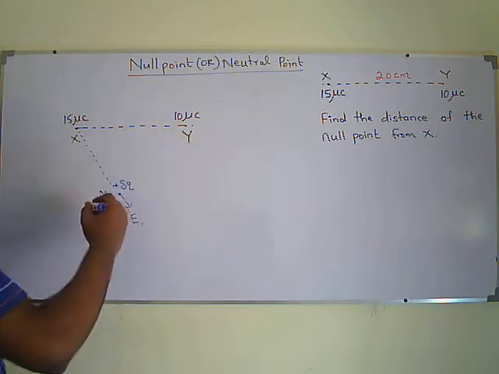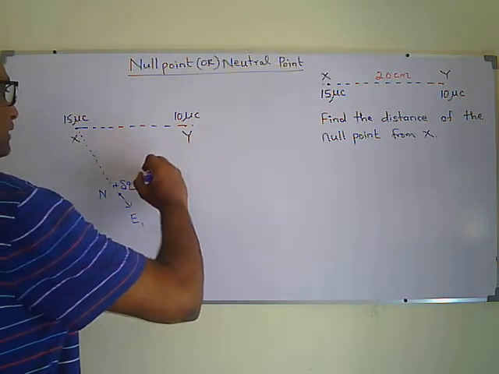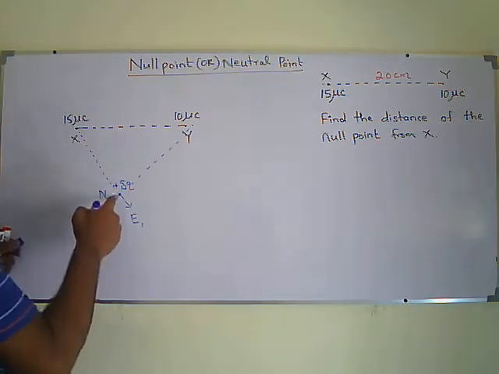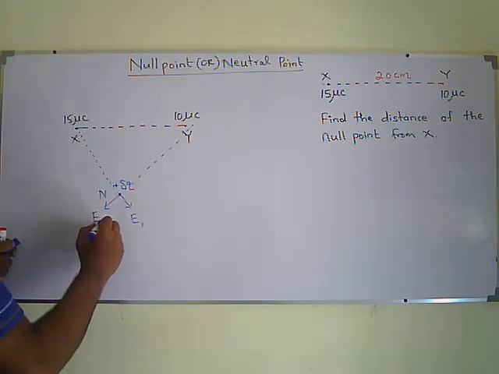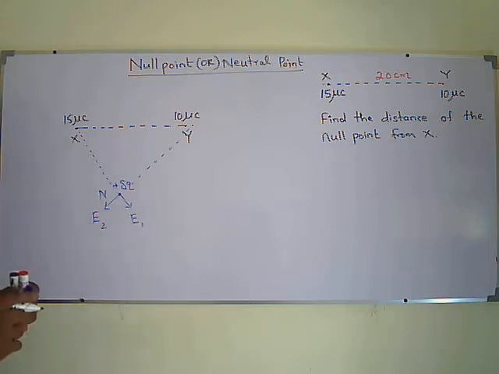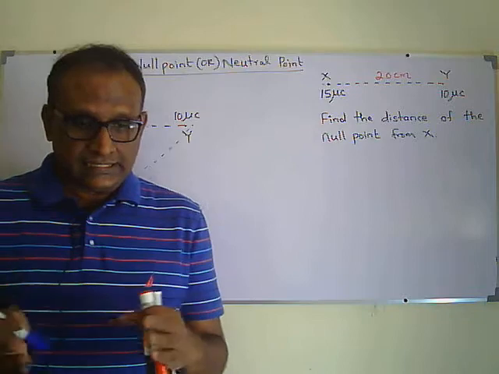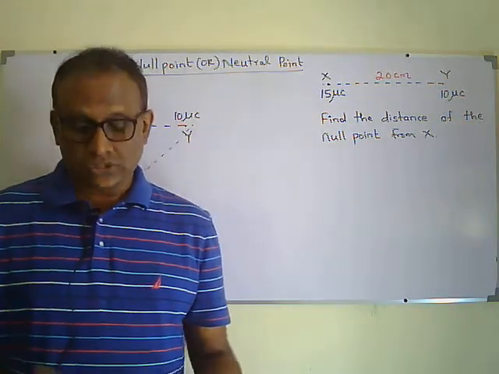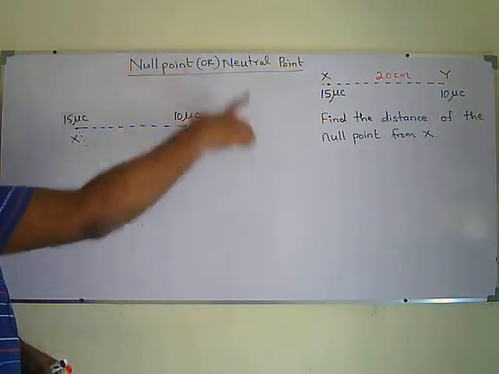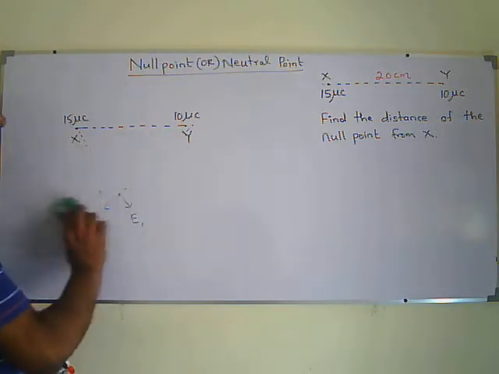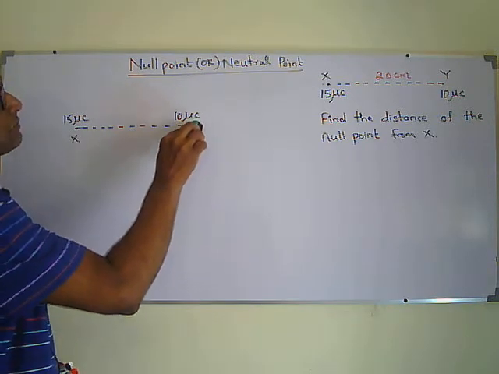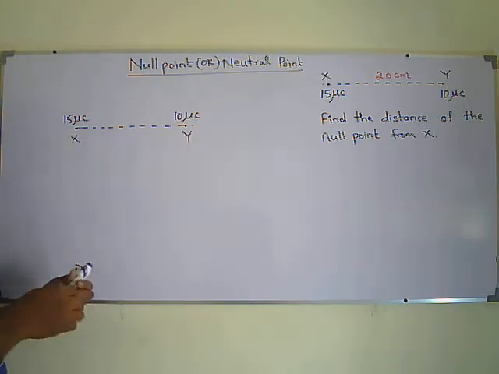Same way, the 10 microcoulomb will repel it, so the electric field strength due to 10 microcoulomb at N will be this way. Certainly, they will not cancel each other, because if two vectors want to cancel each other, they should have the same magnitude and they should be in opposite directions. So certainly, any other point outside the line XY also cannot be a null point. So where can the null point be? It must be somewhere between X and Y.